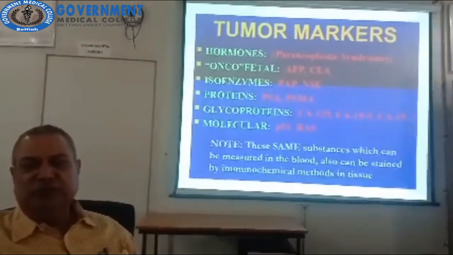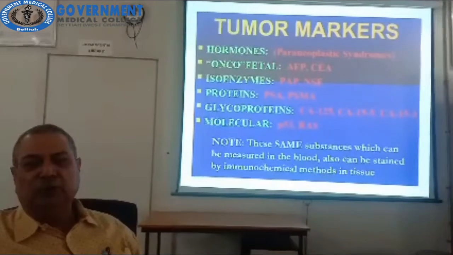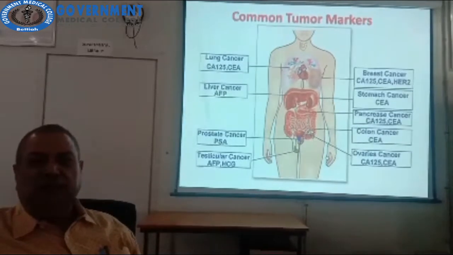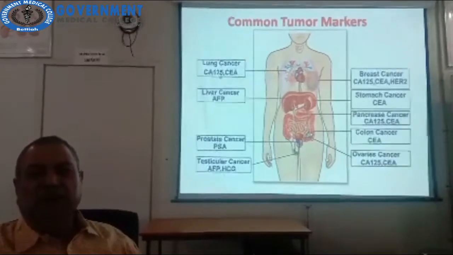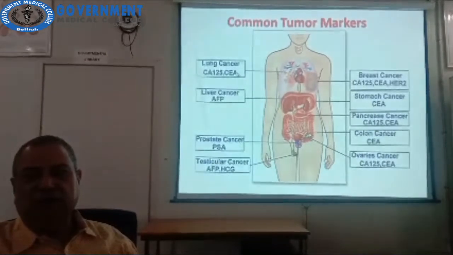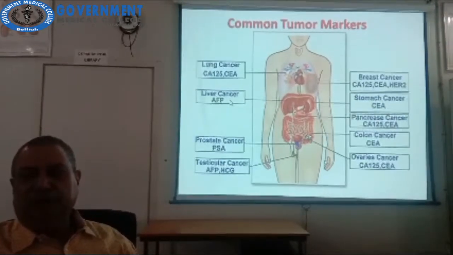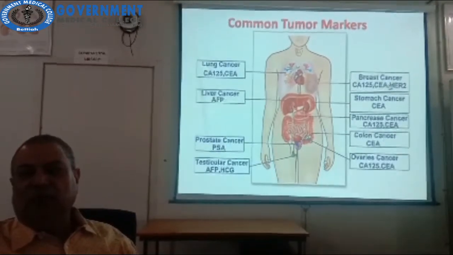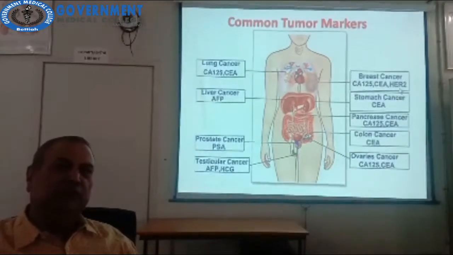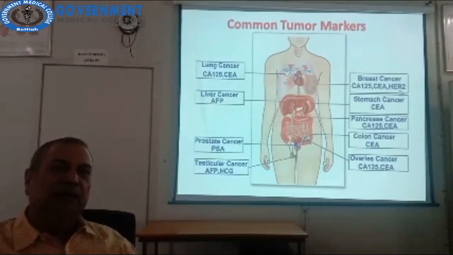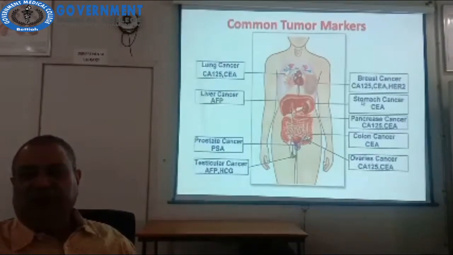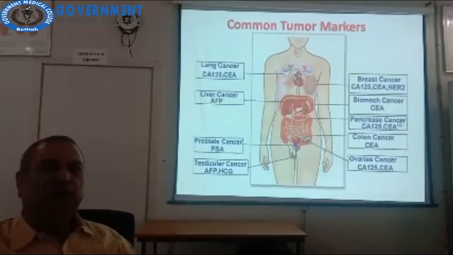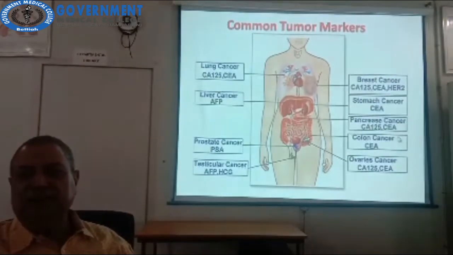The same substance which can be measured in the blood can also be studied by immunohistochemical study in the tissue. So common tumor markers by site: in lung cancer, CA125 and carcinoembryonic antigen. Liver cancer, alpha-fetoprotein. Then breast cancer, CA125, then HER2, estrogen receptor and PR, that is progesterone receptor. Then in stomach cancer, carcinoembryonic antigen. Then pancreatic cancer, POA, pancreatic oncofetal antigen is there.